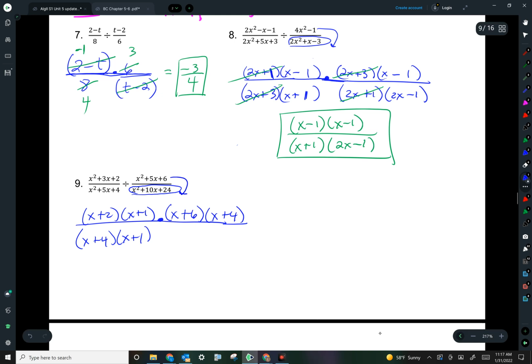And then I'm going to factor. I think I need x plus 3 and x plus 2, right, in order to get the 5 in the middle. All right, now that it's factored, I can go in and start canceling. I've got x plus 2's to cancel, x plus 4's to cancel, x plus 1's to cancel, and it looks like the only thing I have left is x plus 6 on top and x plus 3 on the bottom.